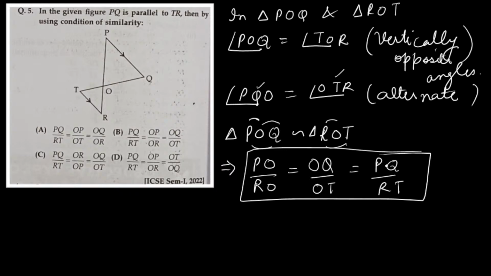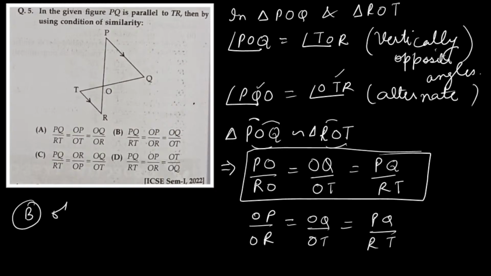Option B, Nikita is telling. Let's check. PQ by RT is there. I have written PO, and PO means OP only. OP and OR is present, and this is equal to OQ by OT. Yes, in the second option all these three ratios are there, only the way of writing is different, the order is different. They have written PQ by RT is equal to OP by OR is equal to OQ by OT. So option B is the correct answer.